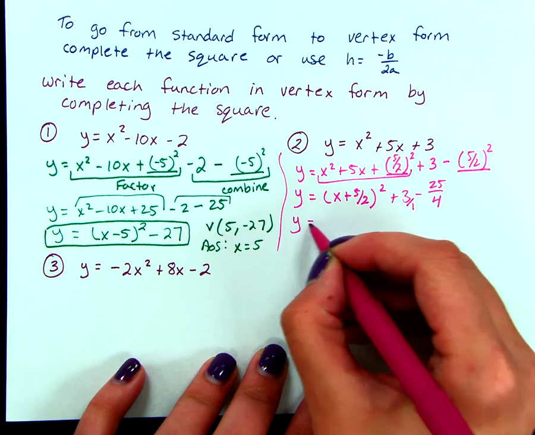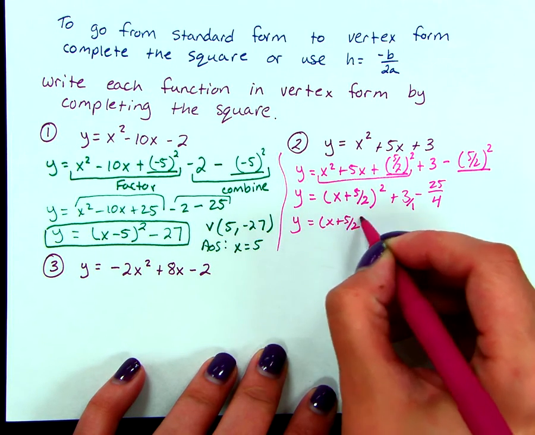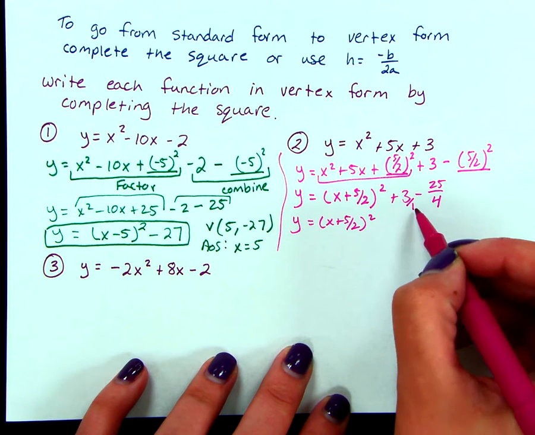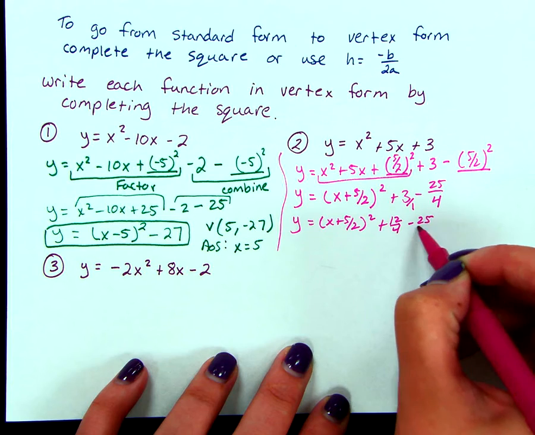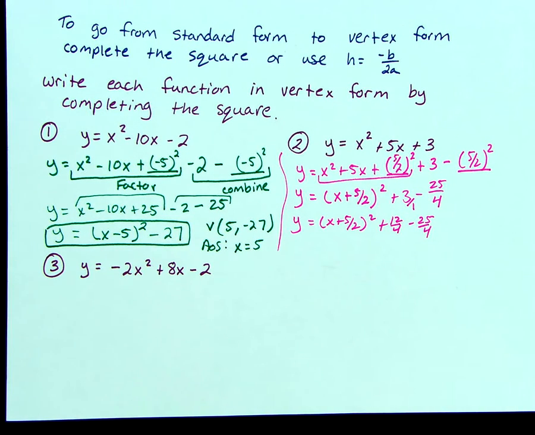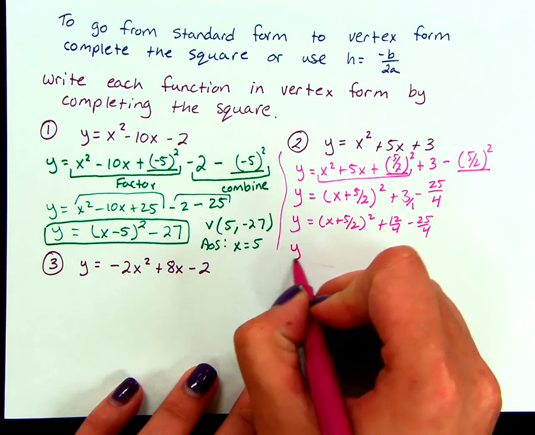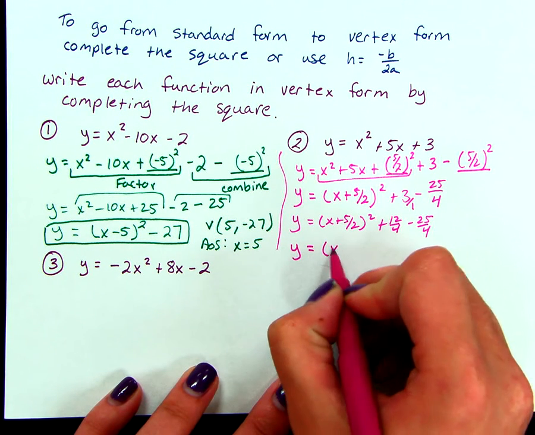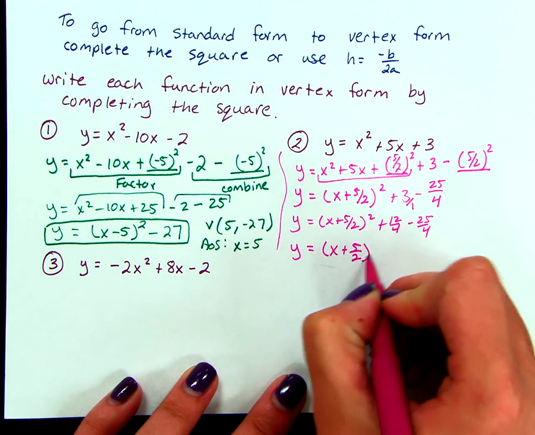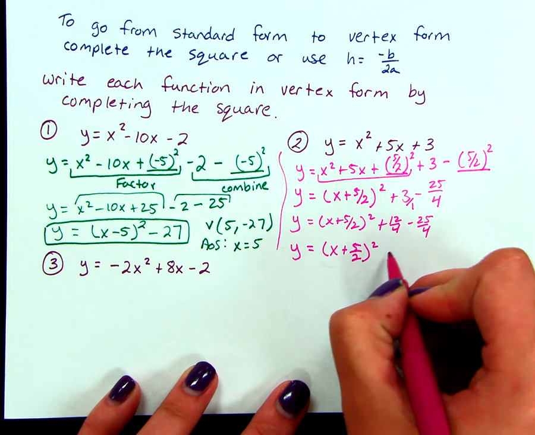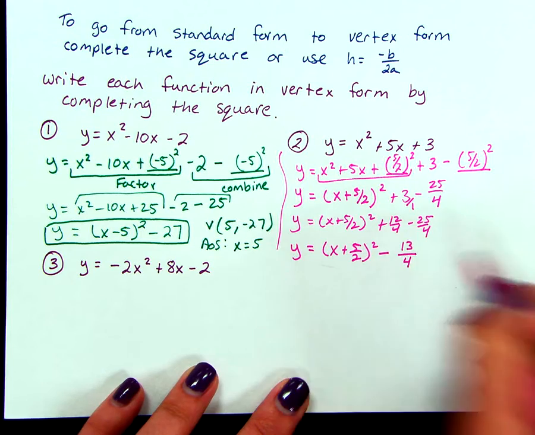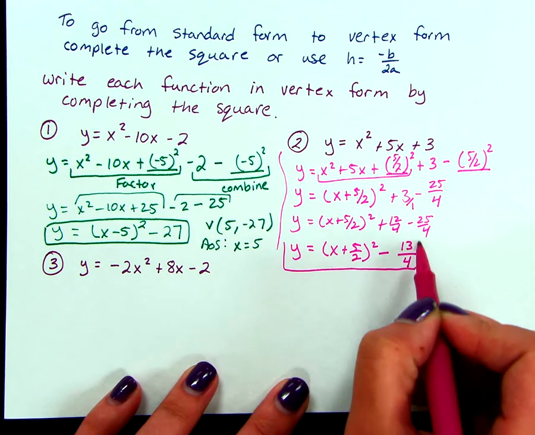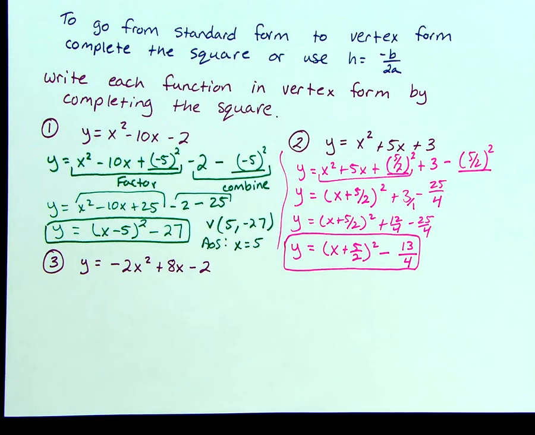So now I will have y equals x plus 5 over 2 squared. And then multiply top and bottom by 4. So that will be 12/4 minus 25 over 4. And again, once we get that common denominator, we are just combining the top part. So this will be y equals x plus 5 over 2 squared, 12 minus 25 is negative, so minus 13 over 4. So this would be our final answer in vertex form.